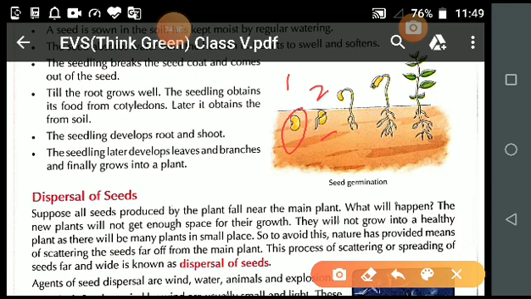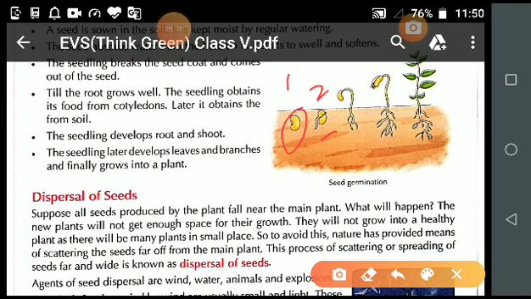Now what's happened, student? The growing plant bursts open through the seed coat in search of sunlight, to start its own process of photosynthesis. Once the seed coat falls off, roots start growing downwards to search for more food and nutrients from the soil.